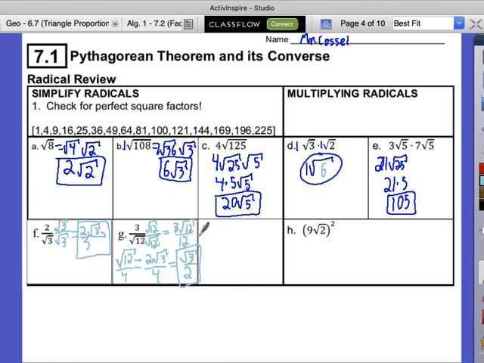Okay, so on letter H, 9 times the square root of 2 quantity squared. What's it mean to square something? Multiply by itself. You have 2 of them being multiplied together. So this is really 9 square root of 2 times 9 square root of 2. So we multiply 9 and 9 together, we get 81. What's square root of 2 times square root of 2? Normal 2. Square root of 4 is normal 2. So now we take 81 times normal 2. We get what? 162.